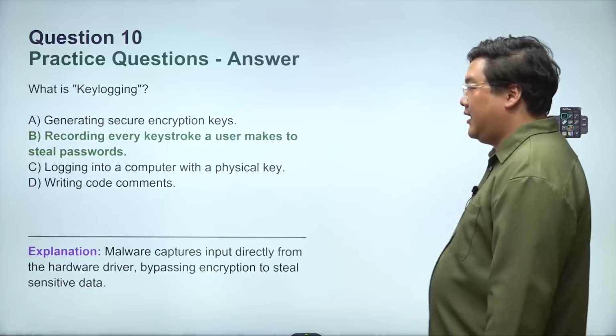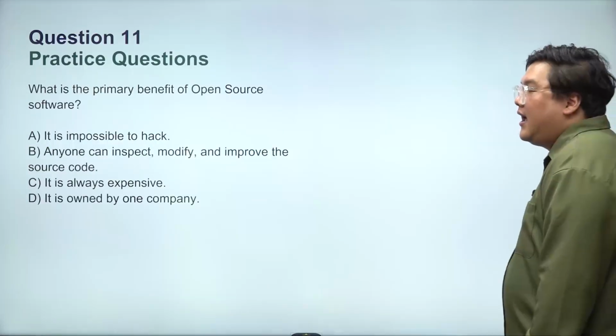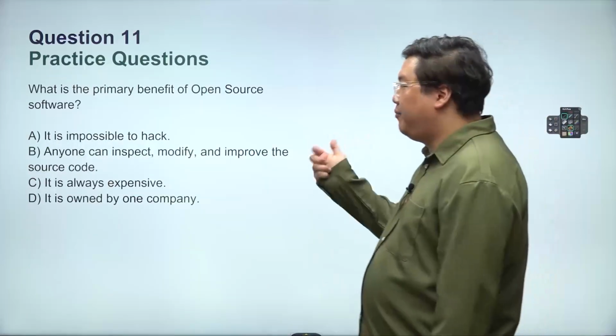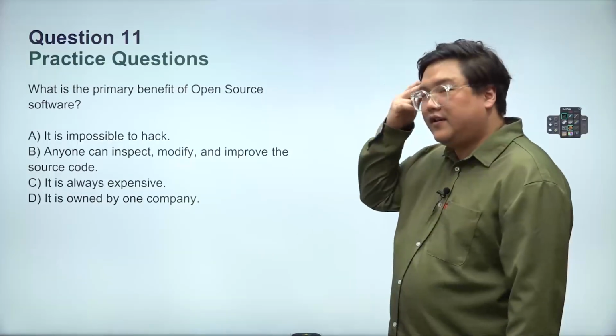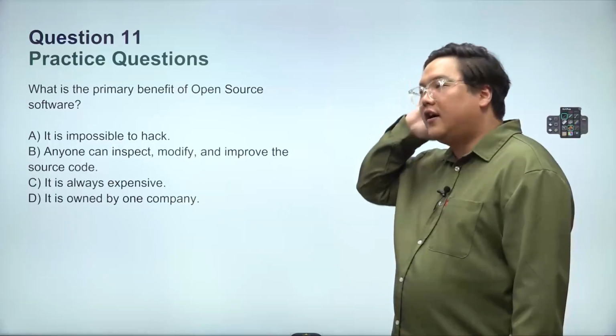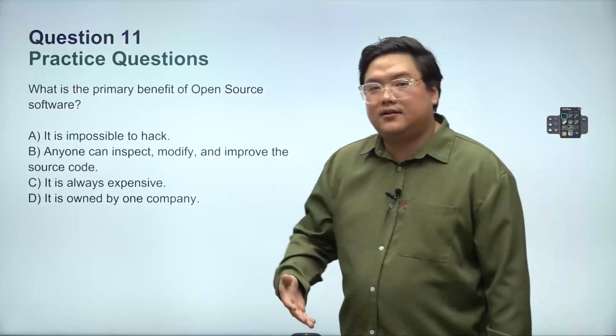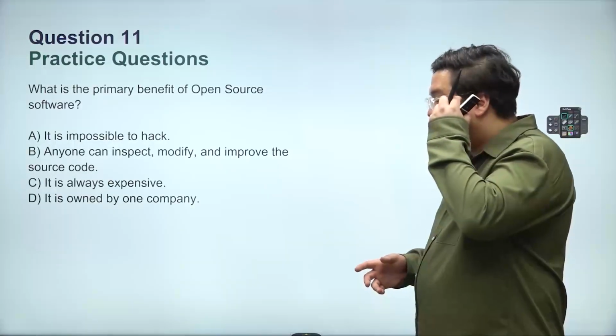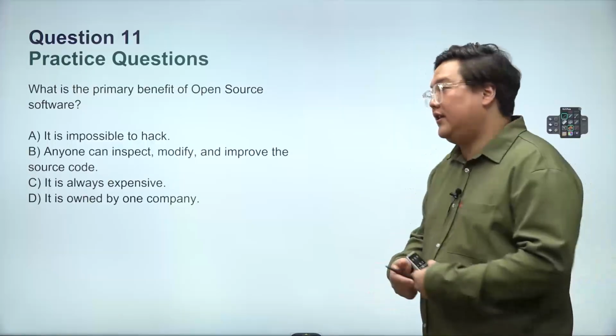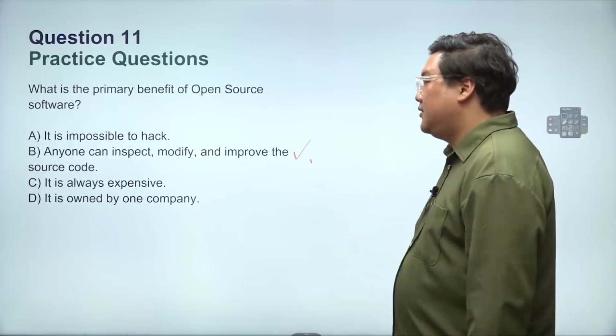So again, it's B. And what is the primary benefit of open source software? Open source software, so we need to first think about, wait, what were open source software? So we said it's like Linux or Firefox, right? So people have access to the source code and they can inspect. So it's B.